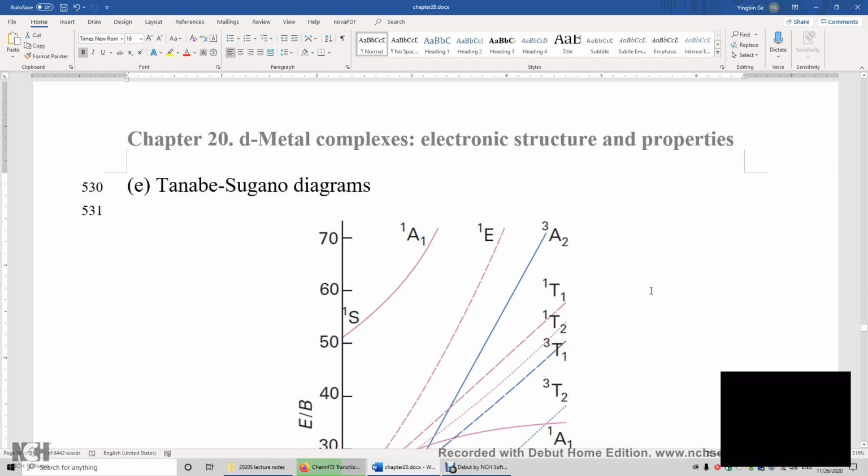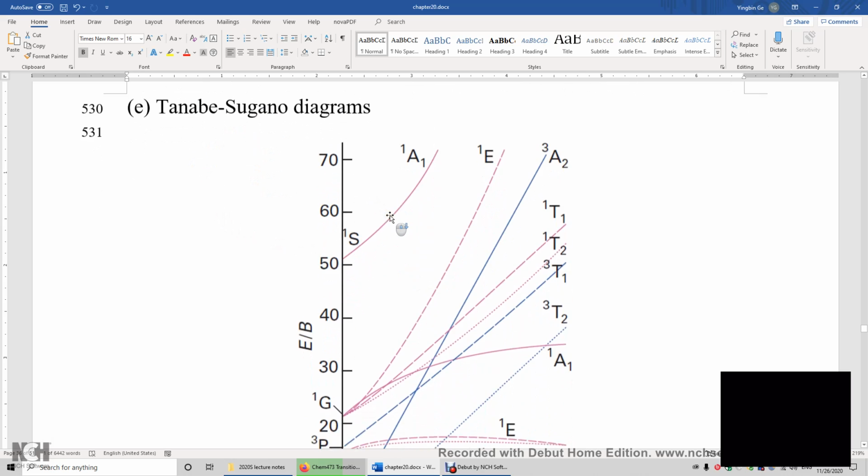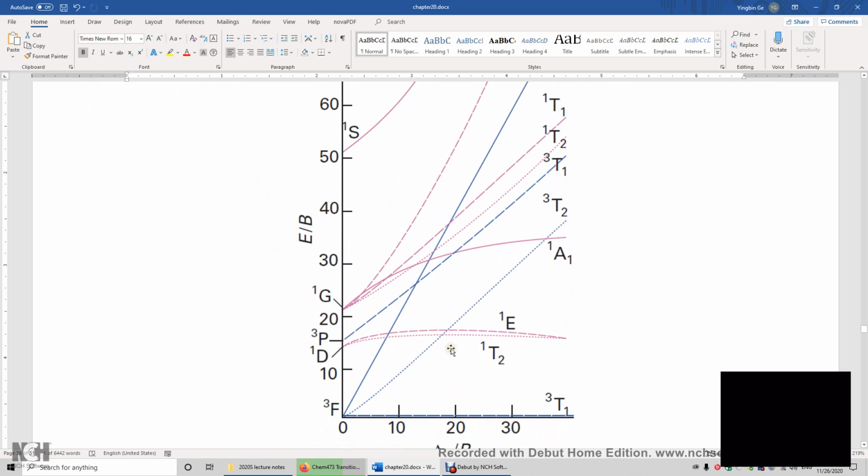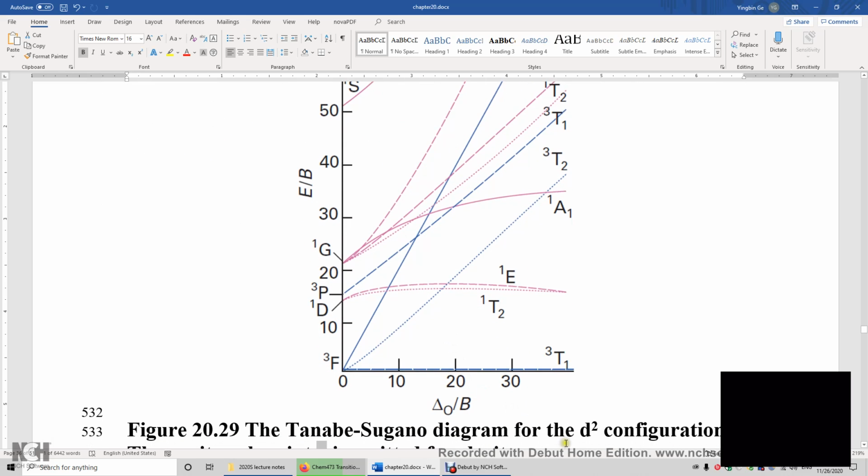Section 20.4 Electronic Spectra of Complexes. Subsection E: Tanabe-Sugano Diagrams. You're looking at the Tanabe-Sugano diagram for the d2 electron configuration.